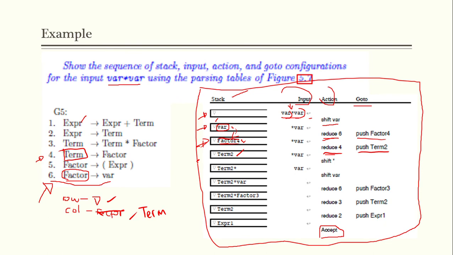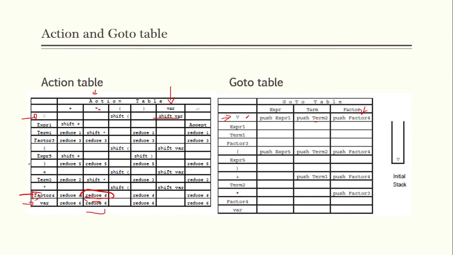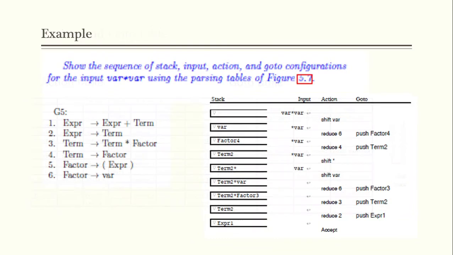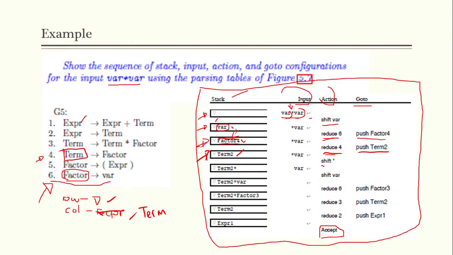Done with that part. Now we are moving to stack number 4. Again, we repeat the process of reading the action table. On the top of the stack is term 2, so this is your row. The input symbol is a star. So look into your action table, term 2, and the column is star. It says shift star. So the action is shift star. If it says shift star, it means that you push a star onto the stack. So now in your stack, you have a star.